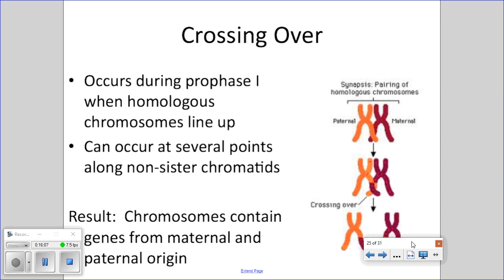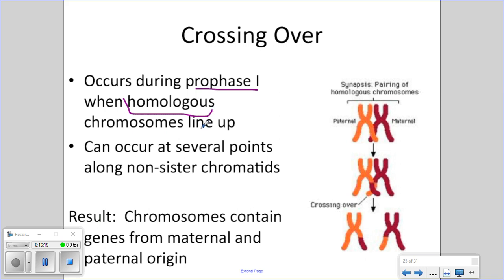So this process of crossing over occurs during prophase 1 and during metaphase 1 as well. And it will occur when the homologous chromosomes line up, and can occur at several points along non-sister chromatids. So basically, once these homologous chromosomes pair up, once you get these tetrads that form, you can get sections of these chromosomes that will switch spots. And it will be identical spots. Remember, the gene sequence on these chromosomes is going to be identical, so you can get switching of these chromosomes and maintain the same genetic sequence.